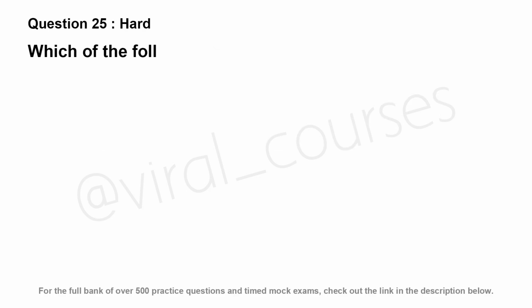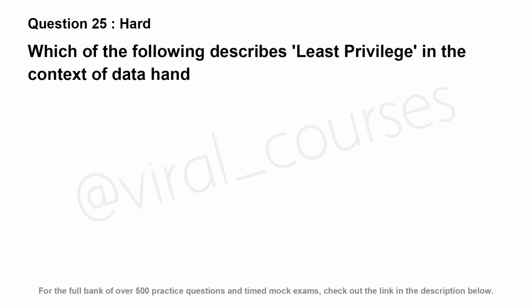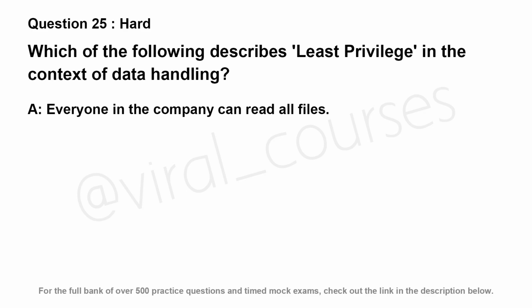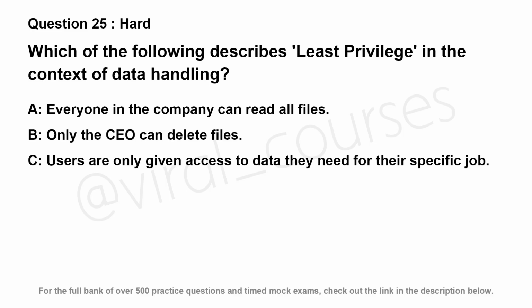Which of the following describes least privilege in the context of data handling? Option A, everyone in the company can read all files. Option B, only the CEO can delete files. Option C, users are only given access to data they need for their specific job. Option D, data is encrypted so no one can read it.